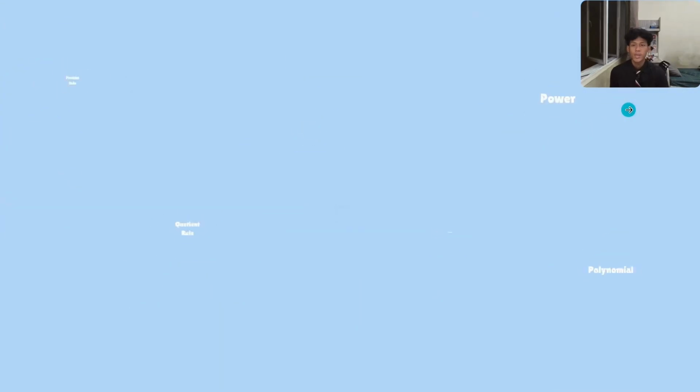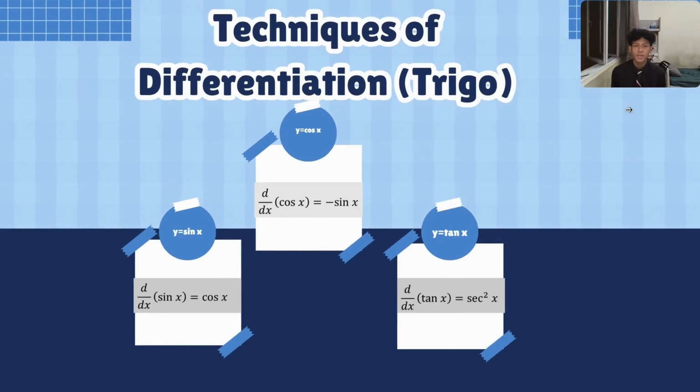For the next one, the techniques of differentiation for trigonometric functions. The first one is y equals sine x, so we need to use d over dx of sine x equals cos x. For the next one, y equals cos x, you need to use d over dx of cos x equals negative sine x. And for the last one, y equals tan x, you need to use d over dx of tan x equals sec squared x.